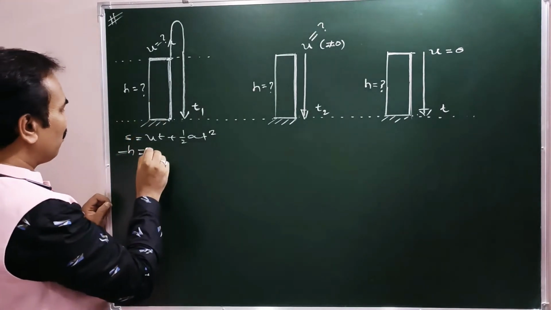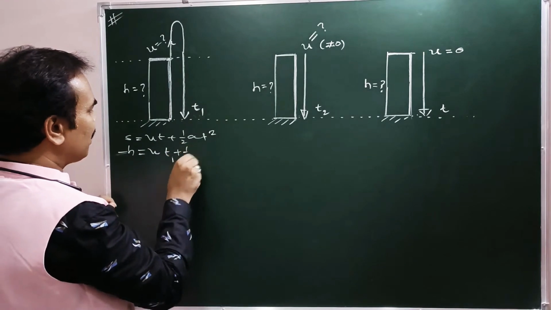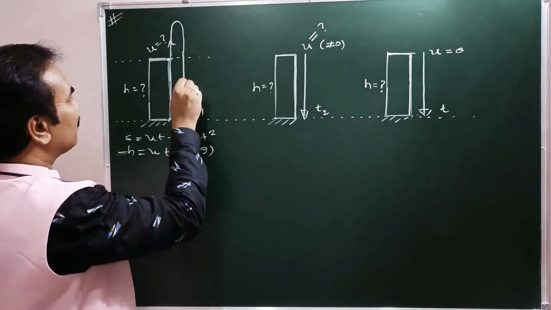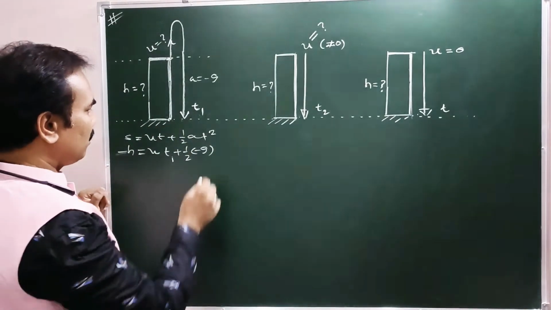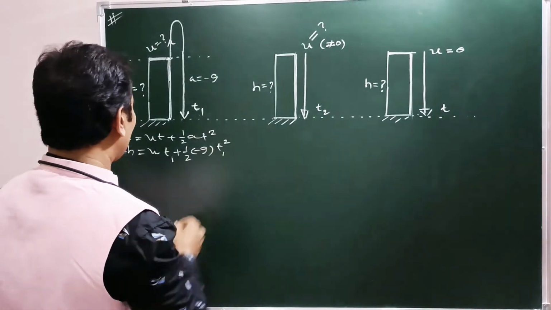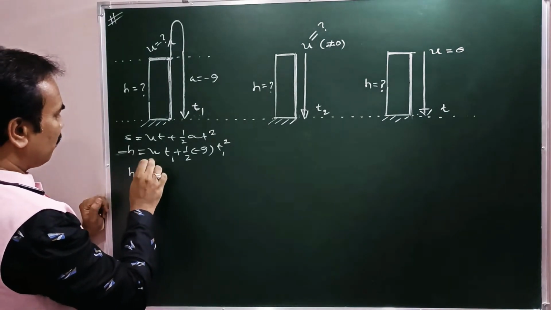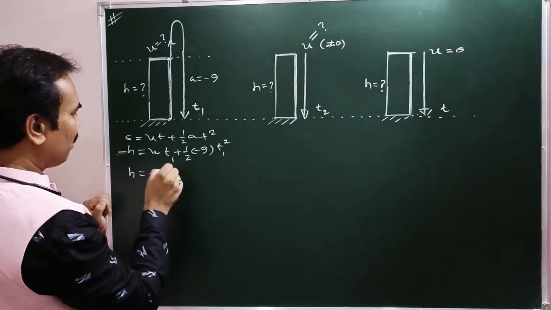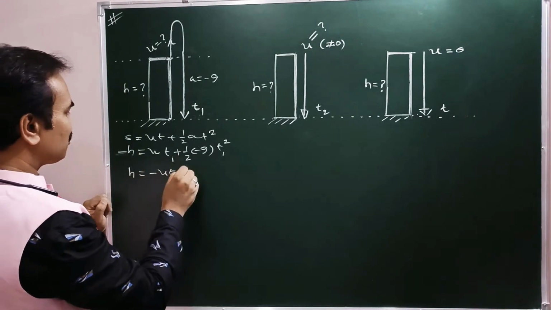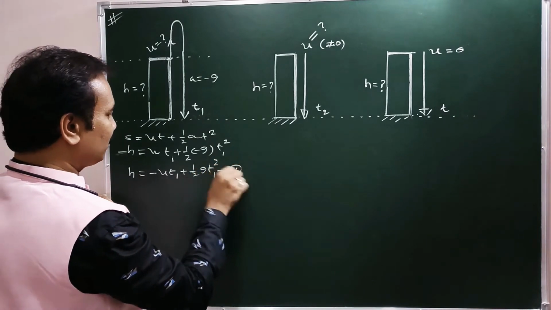equal to u unknown into time taken T1 plus half into a, which is minus g, into T1 square. a equal to minus g here. Why? Because g is always downwards. Right? Now make h the subject: h equal to minus uT1 plus half g T1 square. Number 1.